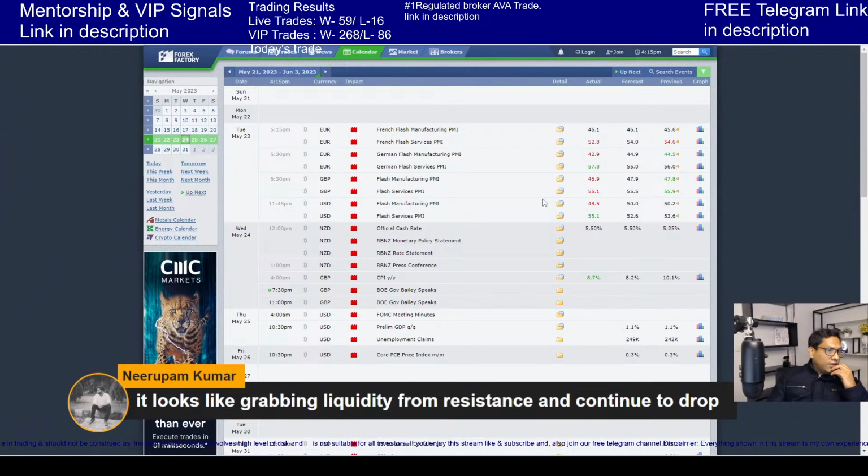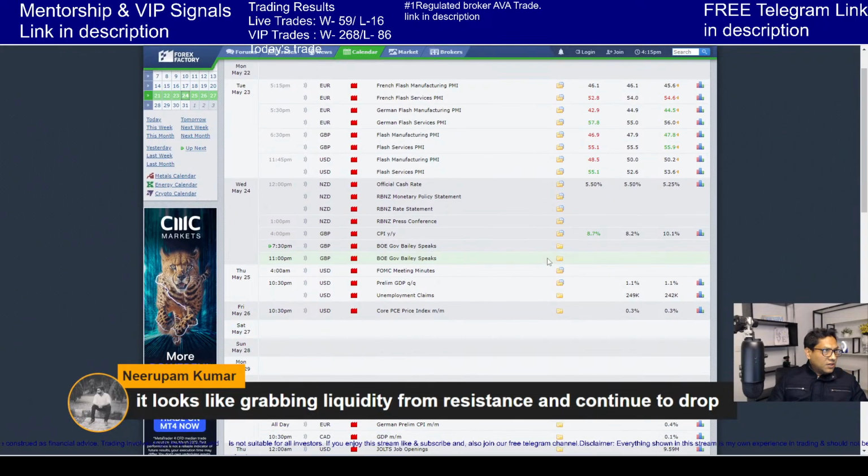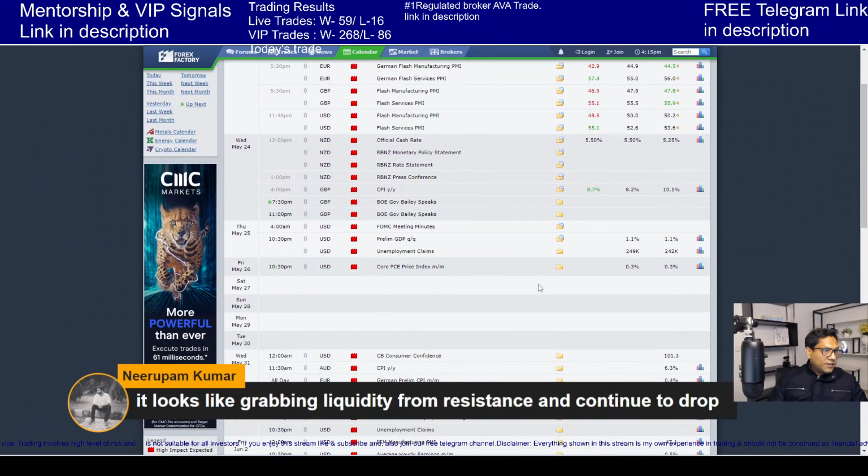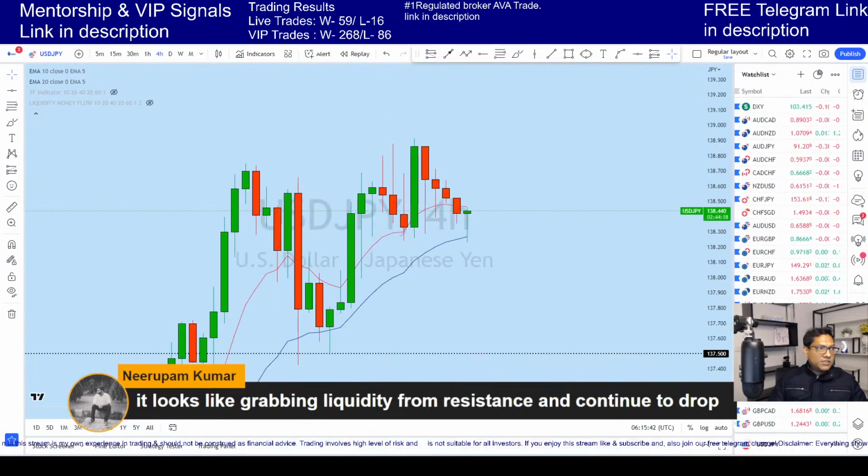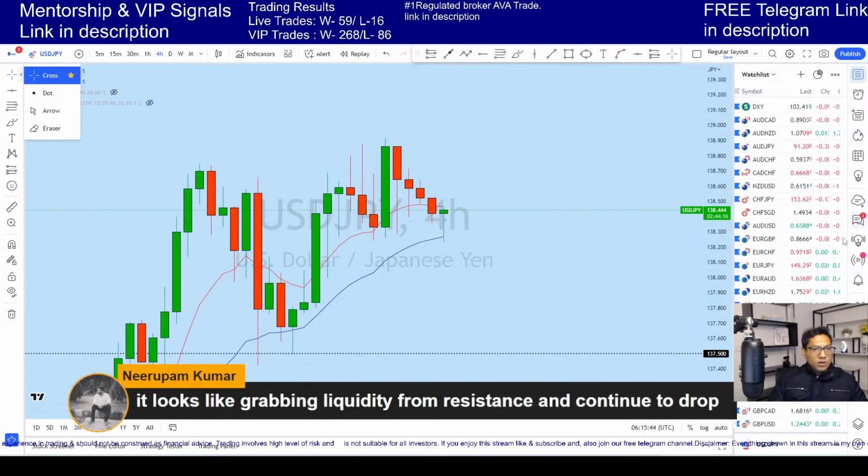If you look at the Forex Factory calendar on this one, we see that the market has currently released CPI, which is 8.7%, 0.5% more than expected, which is good for GBP. Let's see how it is reacting in the market.